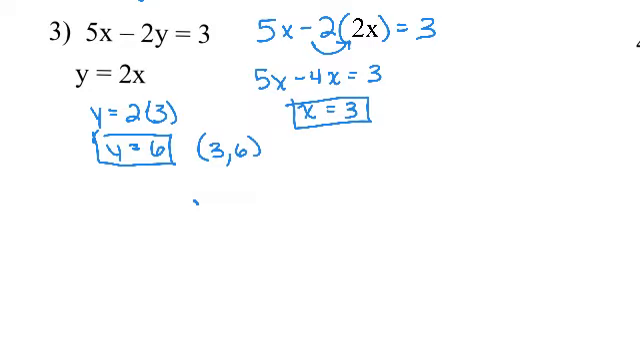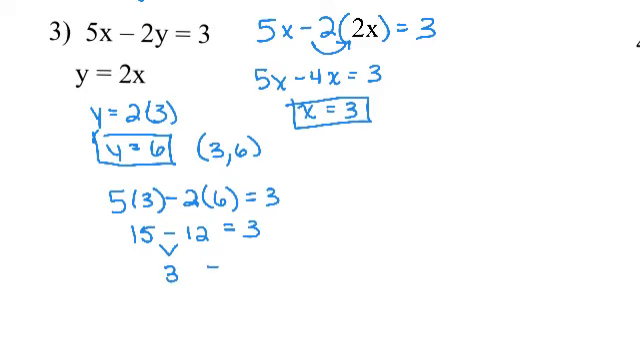Did I get it right, Mrs. Evans? Well, let's find out. Step 6 is to check it. 5 times x, which we now know to be 3, minus 2 times y, which we now know to be 6. And if it's correct, it should all add up to be 3. 5 times 3 is 15, minus 2 times 6 is 12, equals 3. 15 minus 12 is 3, and 3 equals 3. So our ordered pair is 3, 6. Let's try another one.